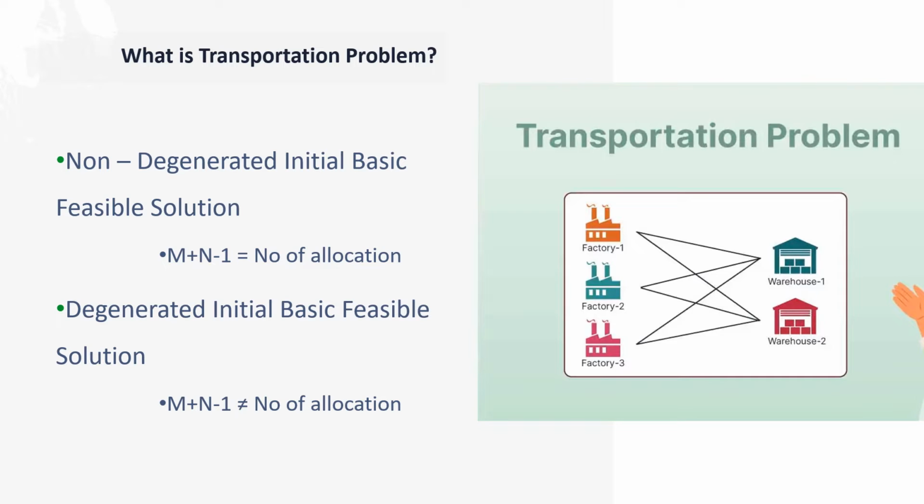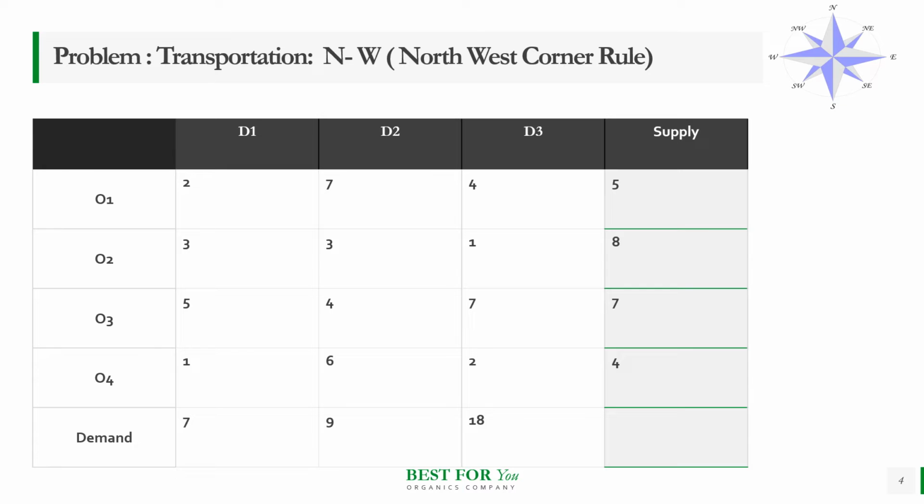When you look at transportation problems, there are multiple methods we can use. The first method we are going to see in today's session is the northwest corner rule. So let us dive deep into it. Here, as I told you, in the first column you have the origins, O1 to O4, and in the first row we have the destinations, D1 to D3, and their respective costs are given here. And we have the demand, which is 7, 9 and 18, and the supply, which is 5, 8 and 14.